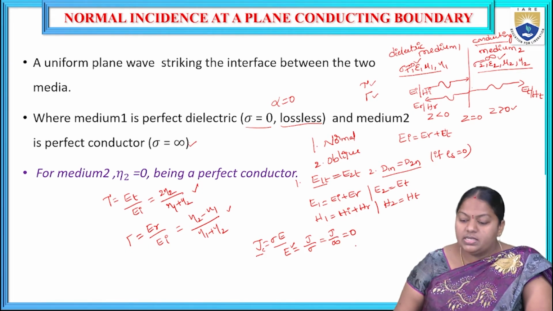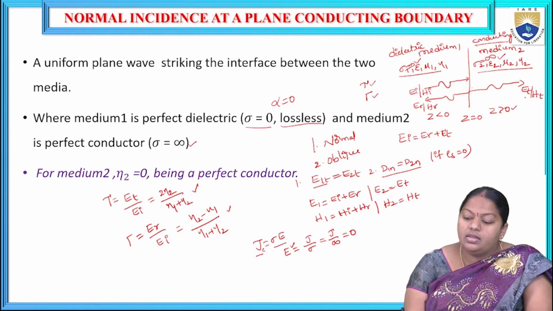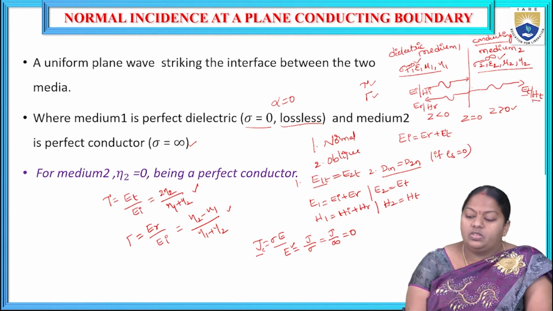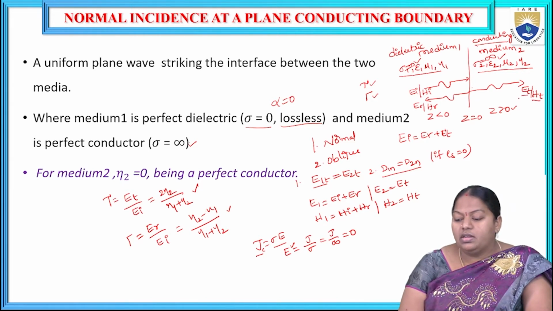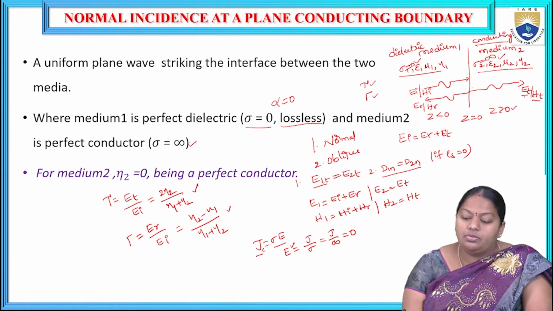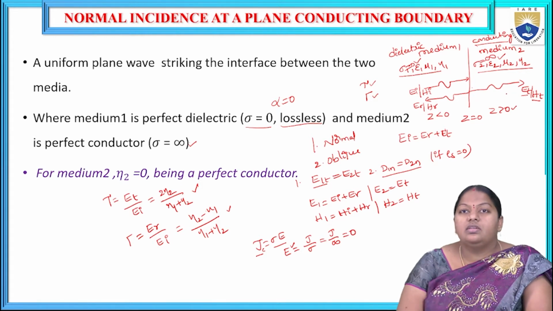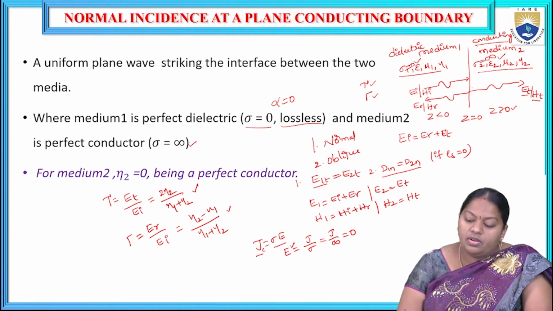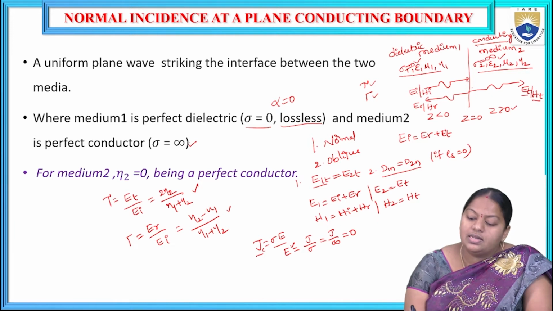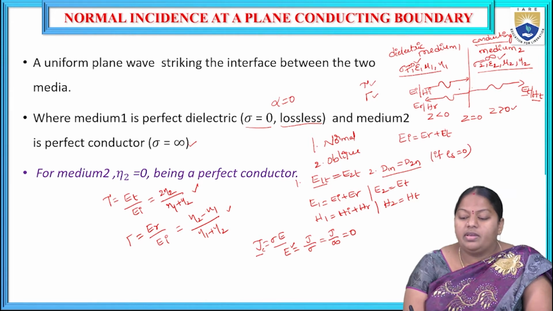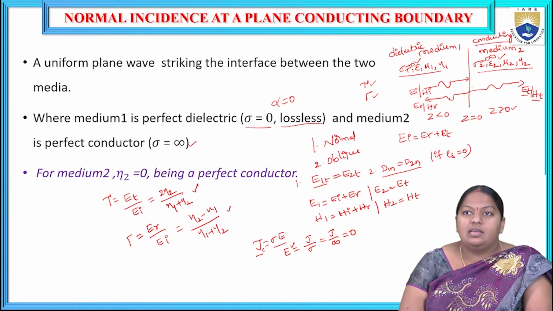E equal to 0 means what is there in medium 2? ET or HT. Right? So the transmitted wave field strength, or instantaneous electric field intensity vector of the transmitted wave, as well as the magnetic field intensity vector HT. Right? So if ET equal to 0, there is no transmitted wave. There is no transmitted wave means whatever wave is incident on the boundary, strikes the boundary, the total wave is reflected back to the same medium.